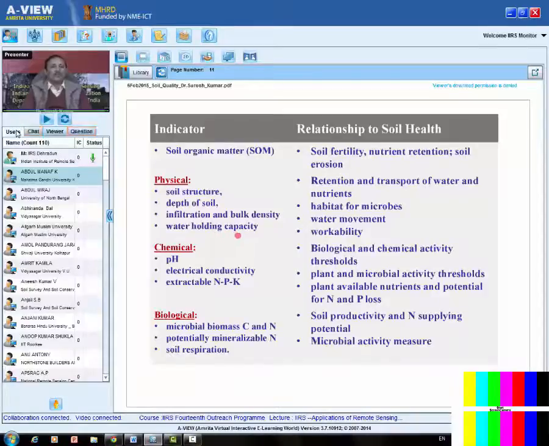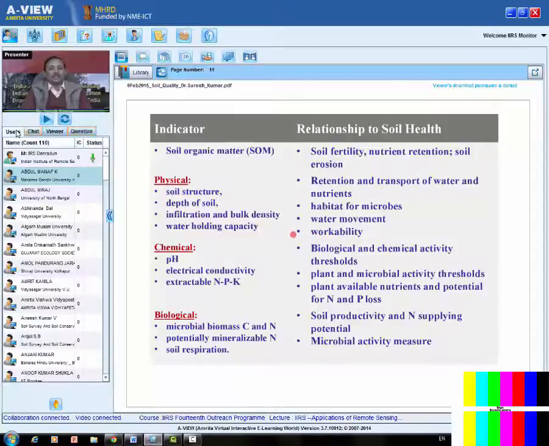So we measure the water holding capacity of the various types of soils. And how is this related to soil health and soil quality? It is related to the nutrients, to the habitat of microbes, and to water movement, for example infiltration rate and water holding capacity. It is also related to workability. Suppose a soil that is clay in nature will have a high water holding capacity. But if clay is more, you cannot use it for building structure, or if you are using it for building, then you have to take extra care.